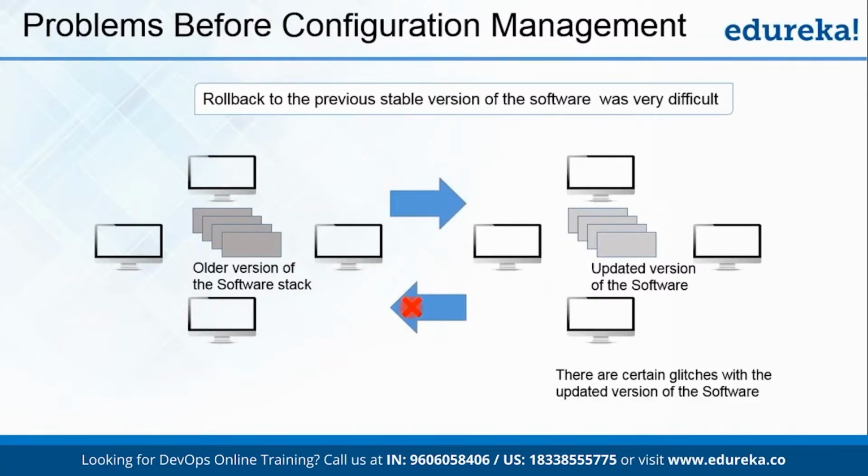Remember, you have not kept the historical record of MongoDB during the updating. I mean, you have updated MongoDB manually on all the nodes. You don't have the record of the previous version of MongoDB. So what you need to do, you need to go and manually reinstall MongoDB on all the nodes. So rollback was a very painful task. I mean, it used to take a lot of time. And we'll see what are the other problems before configuration management.